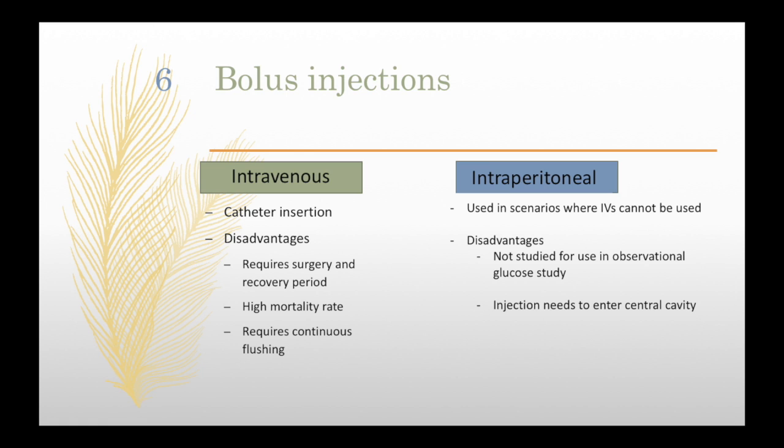This method is typically used when an intravenous option is not available. Because an intravenous option is available for monitoring glucose metabolism, this intraperitoneal injection has not been studied for understanding glucose metabolism. One thing to consider when doing an intraperitoneal injection is that the injection needs to enter the central cavity of the organism. This is important in ensuring that the injection diffuses throughout the entire body.